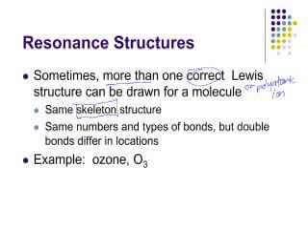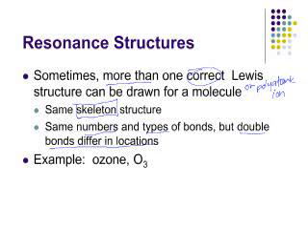And within this set, they all have the same numbers and types of bonds. So they have the same number of single and double bonds. But there's more than one possible location for those double bonds. And so we can get a little tricky.